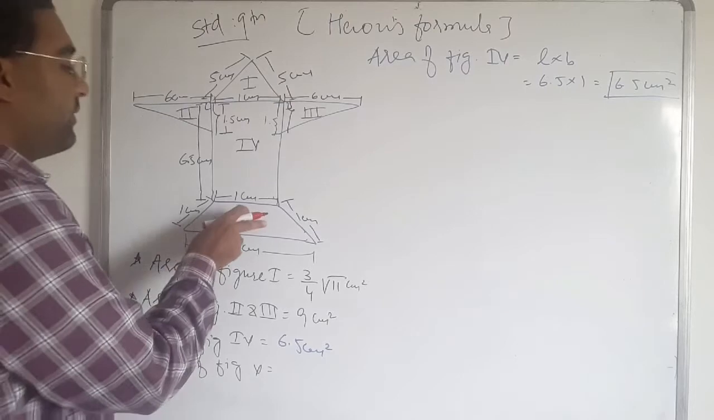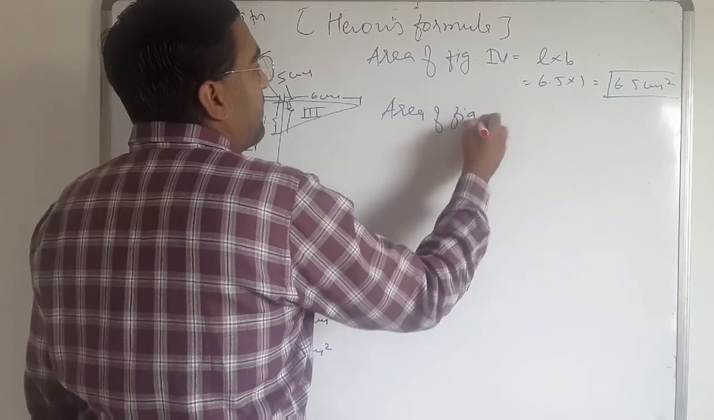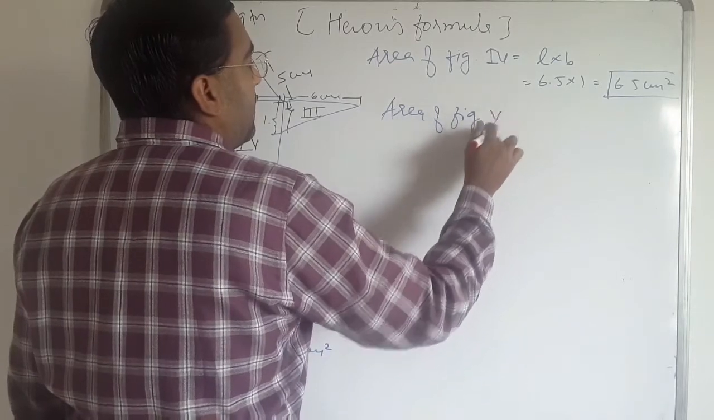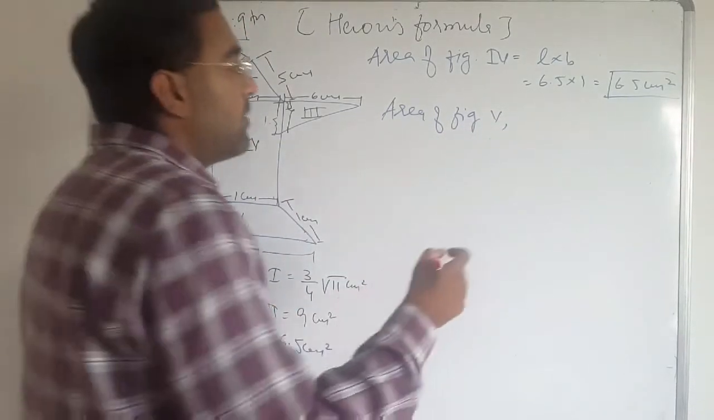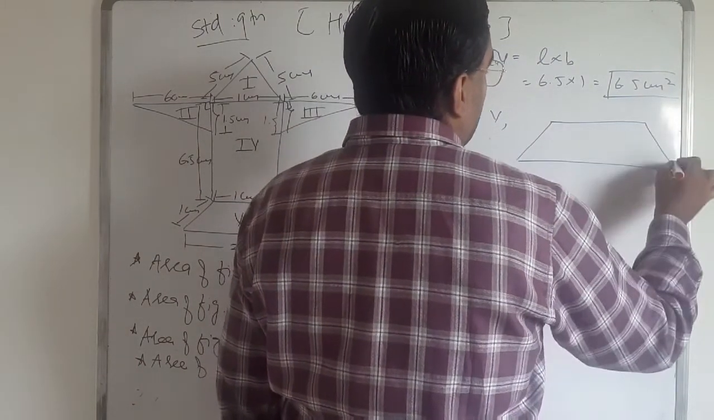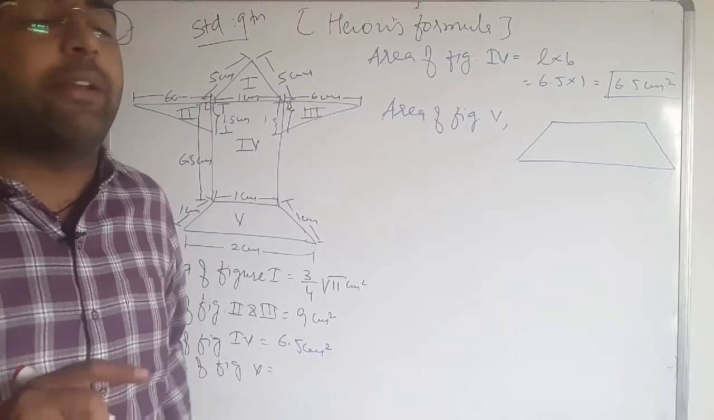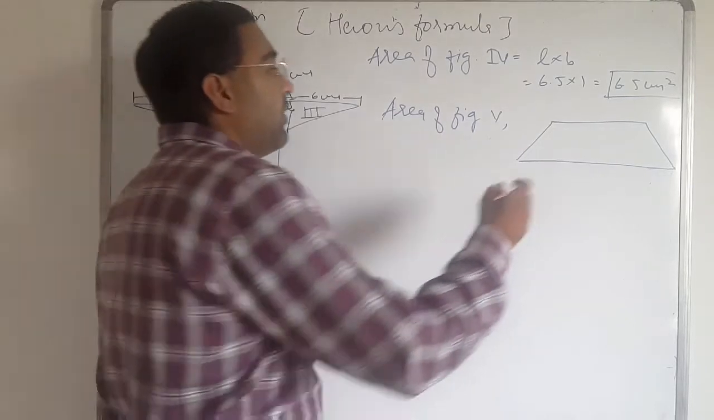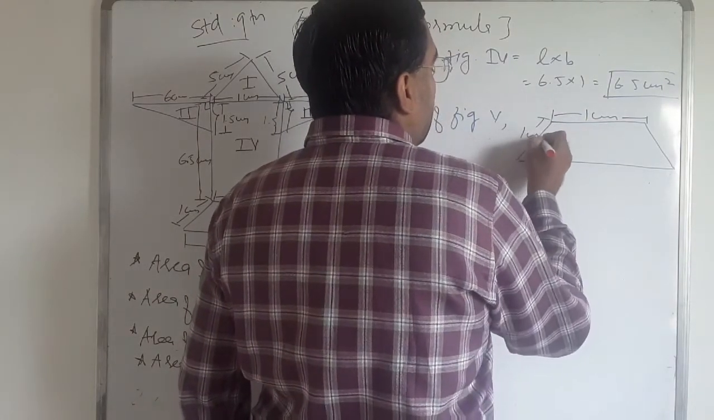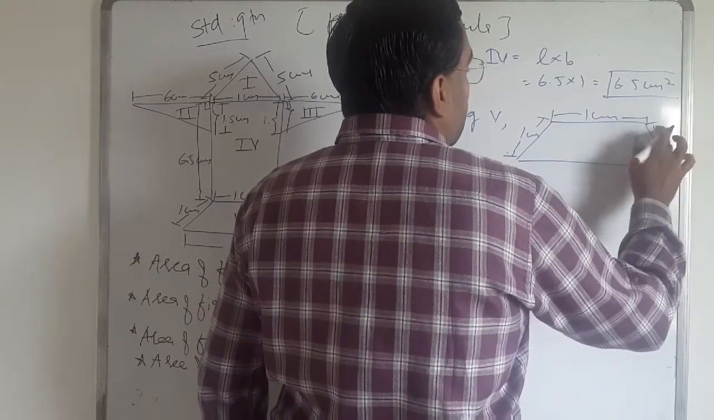Now we have to find the area of the figure 5th. For the area of figure 5th, there is a trapezium. So for the trapezium, we know that the area of the trapezium is half into sum of parallel sides into height. Here there is not any height given in the figure. There is not any kind of height given, all sides are given.